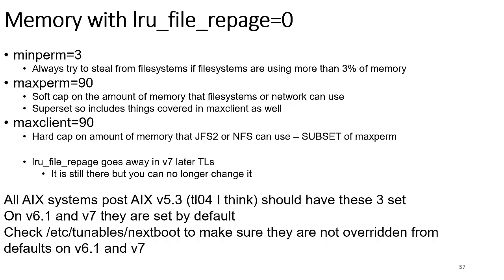So max perm is a soft cap on the amount of memory that file systems and network use, and it affects everything: JFS, NFS, JFS2, the network. Max client is a hard cap, and it specifically affects JFS2 and NFS.